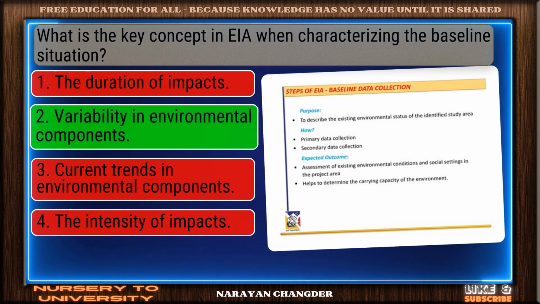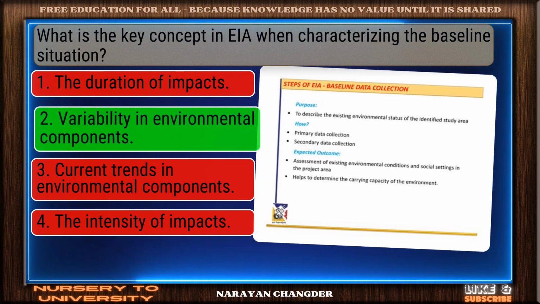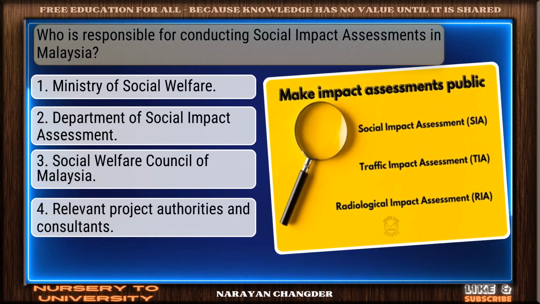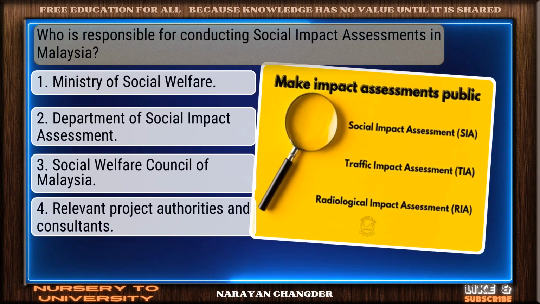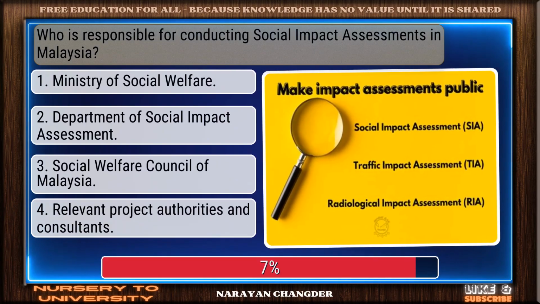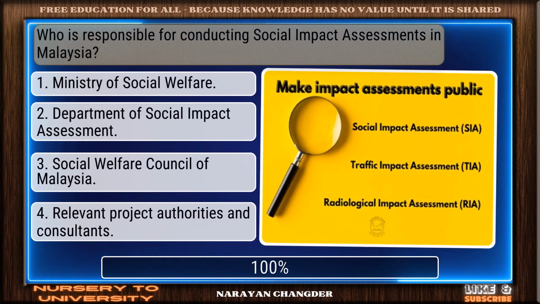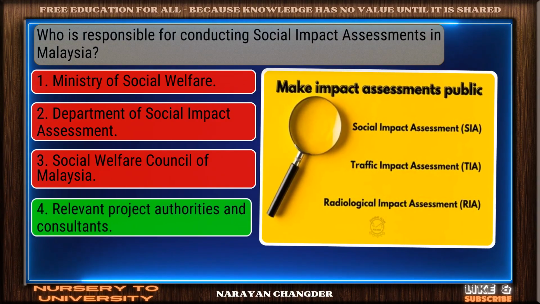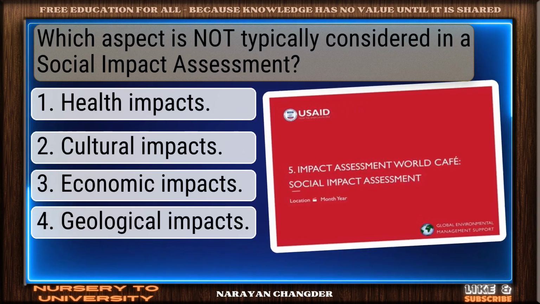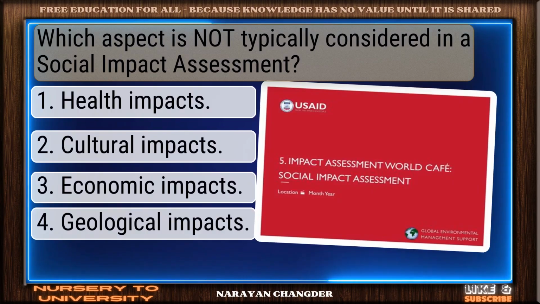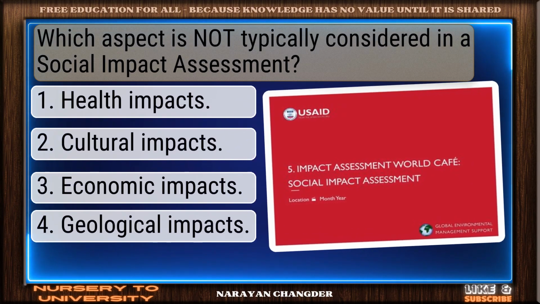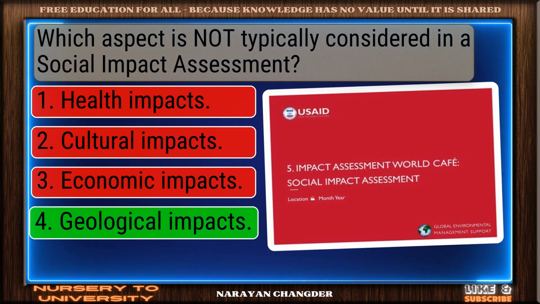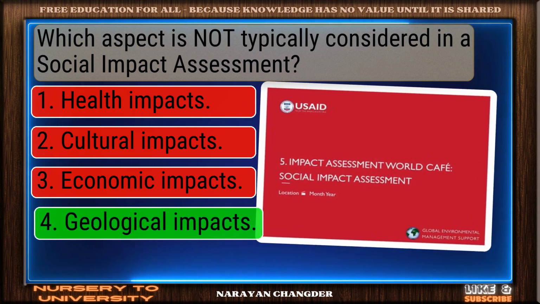Well picked. Variability in environmental components is the correct answer. Who is responsible for conducting social impact assessments in Malaysia? Strong choice. Relevant project authorities and consultants is the right answer. Which aspect is not typically considered in a social impact assessment? Good job. Your answer, geological impacts, works well here.